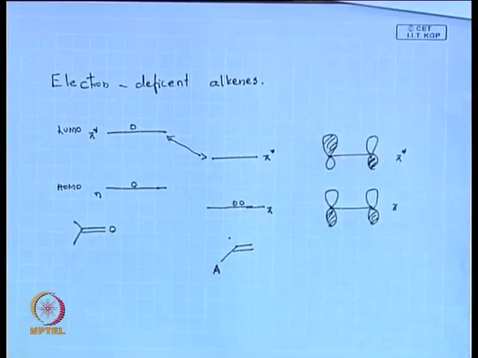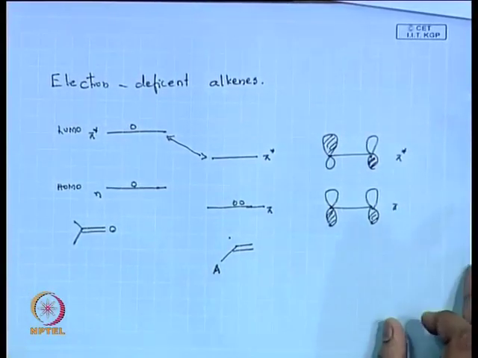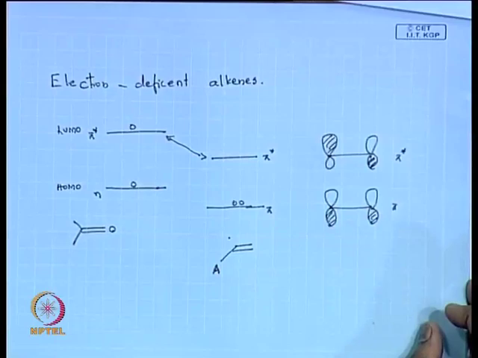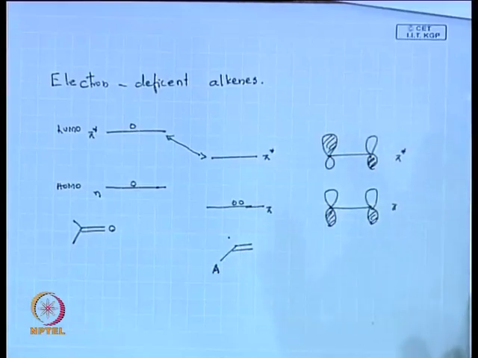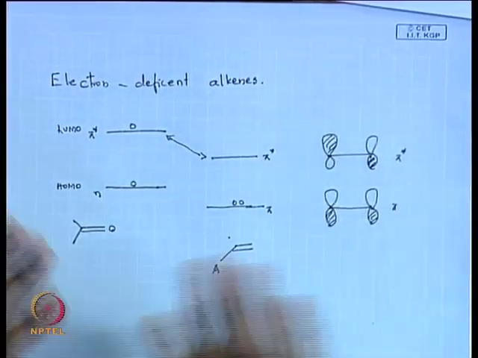Right. So, can we now draw the orbitals, to understand with orbitals how it should work for an electron deficient alkene? Some students just close their eyes when you draw orbitals. But it is nice, because this tells you something more. I'm not getting into detail, I'm just showing you with a simple picture.